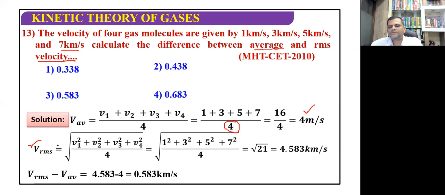And what do you mean by the RMS velocity here? It is the root of the sum of squares of all the velocities divided by number of molecules. So we get 1 square, 3 square, 5 square, 7 square, which happens to be 84 actually, which is divided by 4 and comes out to be root of 21, and root of 21 is going to be 4.583. If we just take the difference, then we get 0.583, and everything is given in kilometer per second, so the answer will also be in kilometer per second, which is there in option number 3 here.